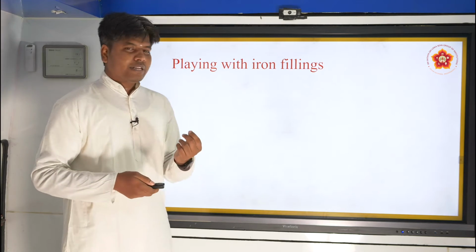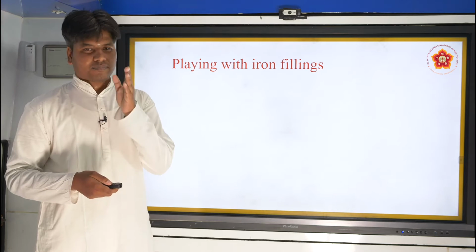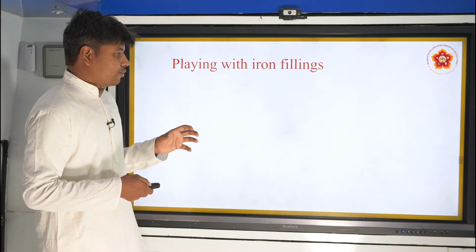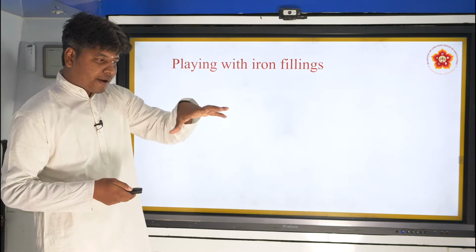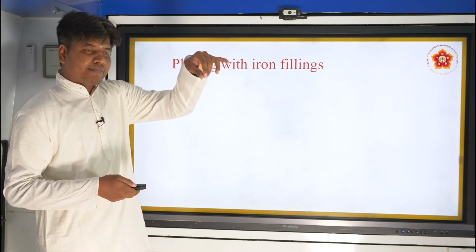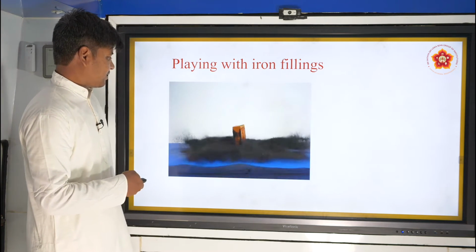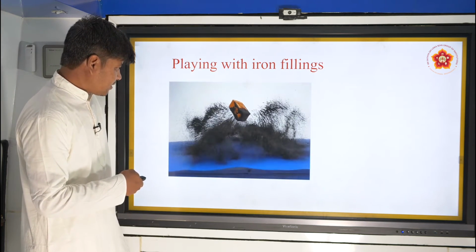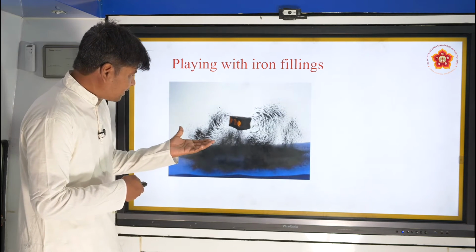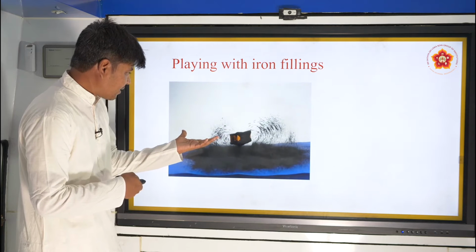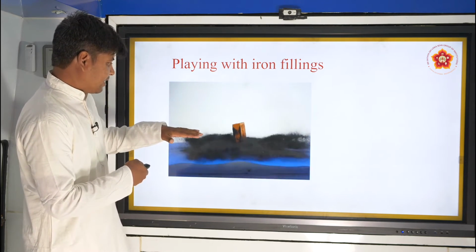How do we play? We take small iron filings. Iron filings are small, minute iron crushes. So what you do, you take a magnet and drop iron filings, or you drop iron filings and place a magnet in between. Let us see how it reacts. See, the magnet is dropping down. Oh, you can see the beautiful pattern that is coming up, right? Once again, let's watch it so keenly.